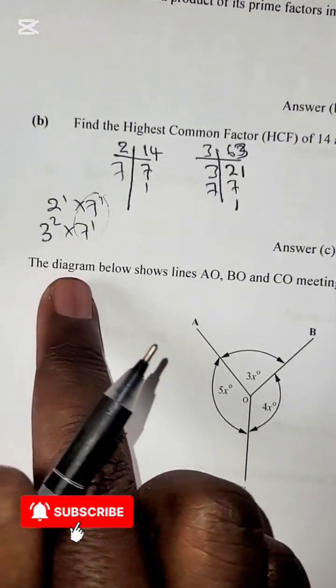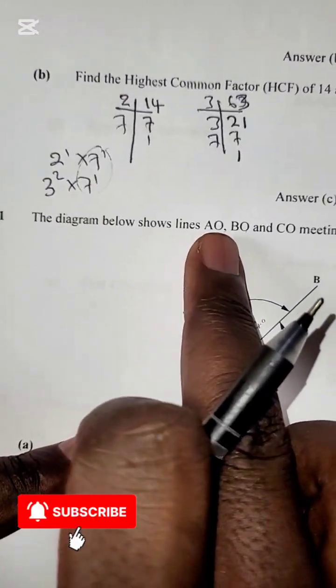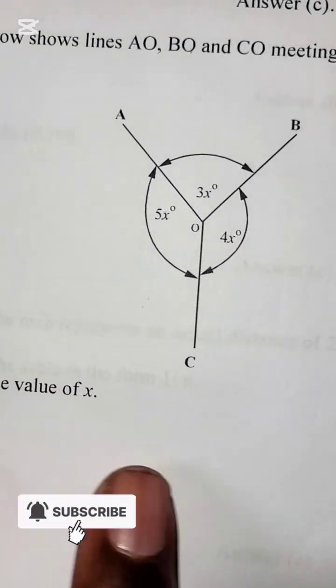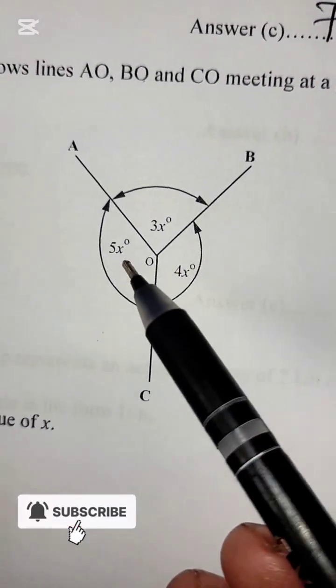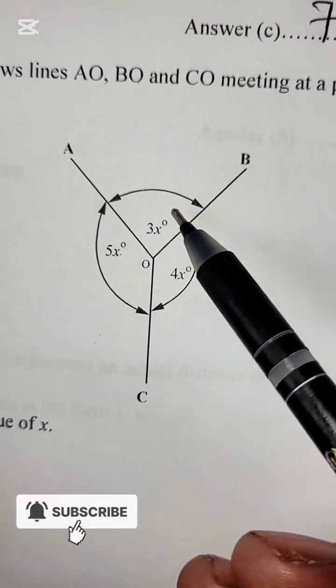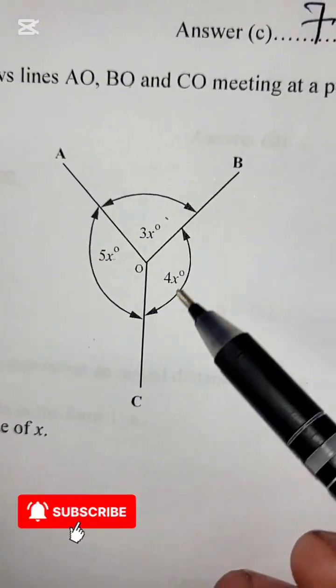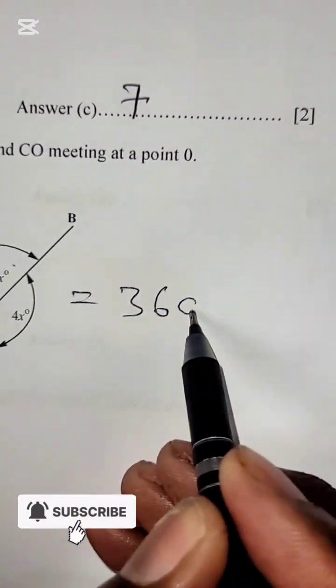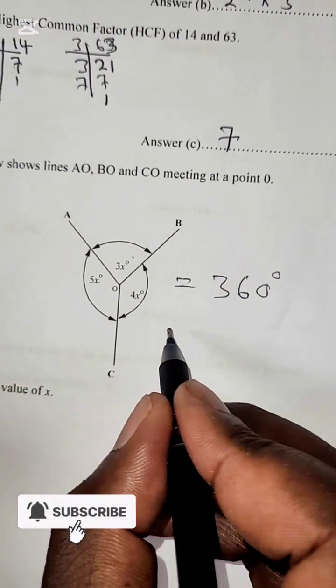Okay, so we are here. The diagram shows lines AO, BO, CO meeting at point O. We are asked to find the value of x. So we're going to add 5x plus 3x plus 4x, because angles at a point add up to 360 degrees. So these angles right here add up to 360 degrees.